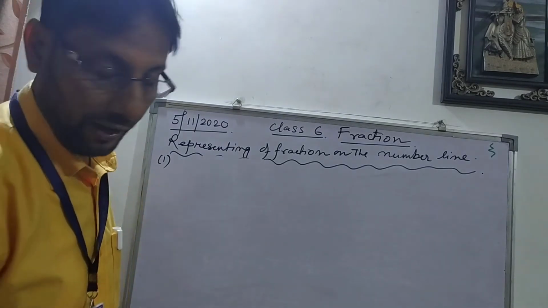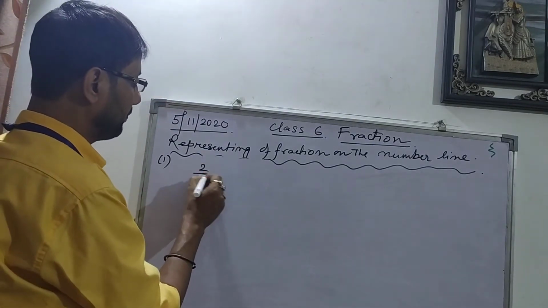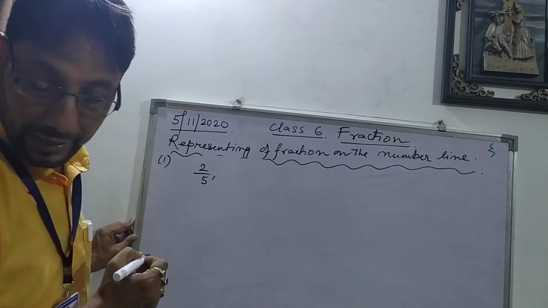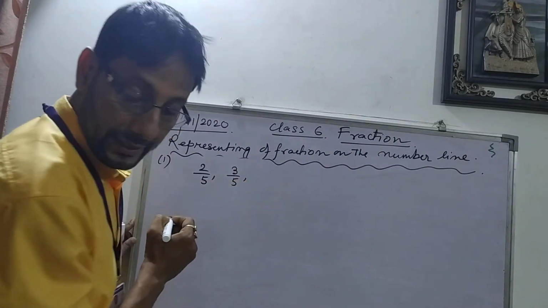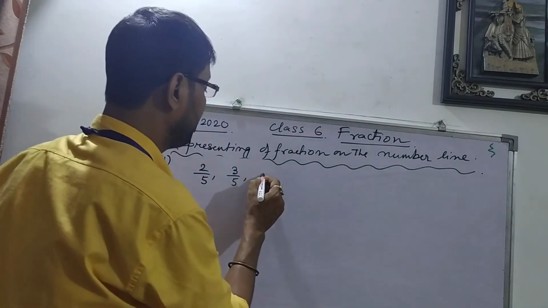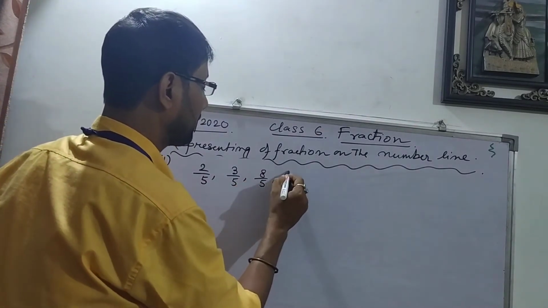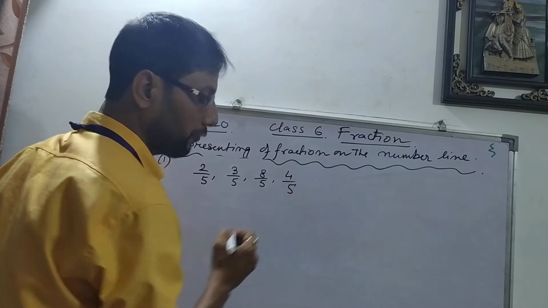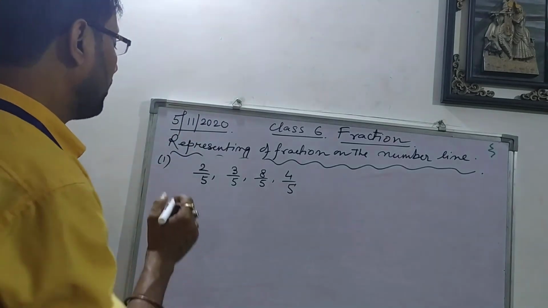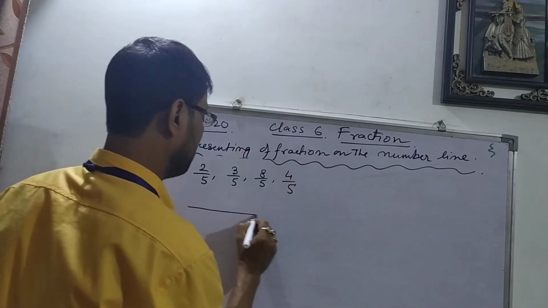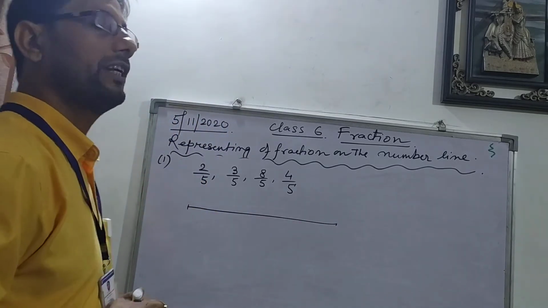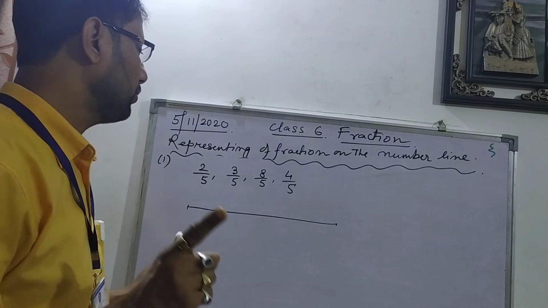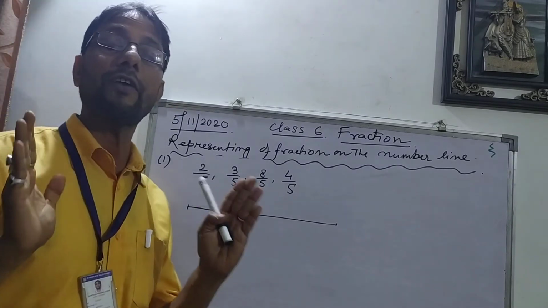So now suppose it is given 2 by 5, comma, then it is given 3 by 5, then it is given 8 by 5, then it is given 4 by 5. These 4 numbers I have given. So now let me draw the line. In how many parts will I divide? First of all, I should divide this line first in 5 equal parts.